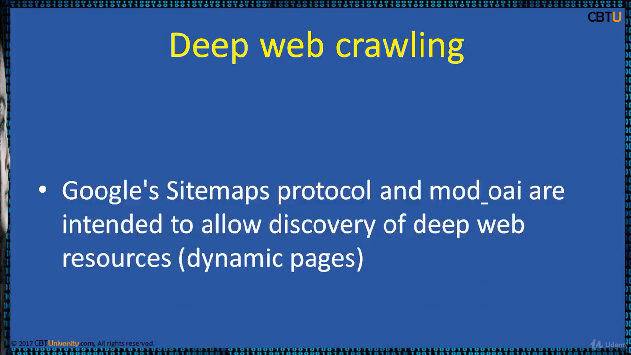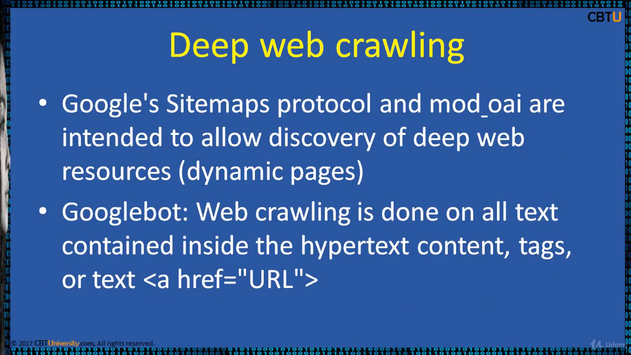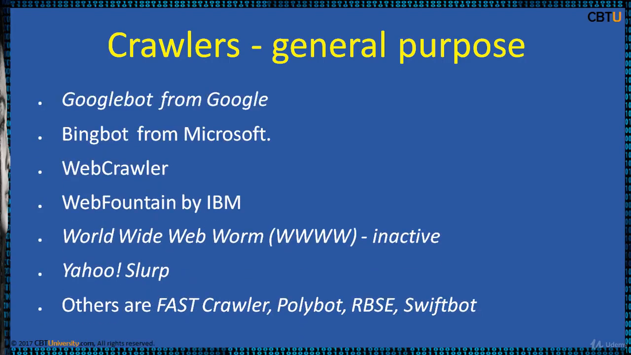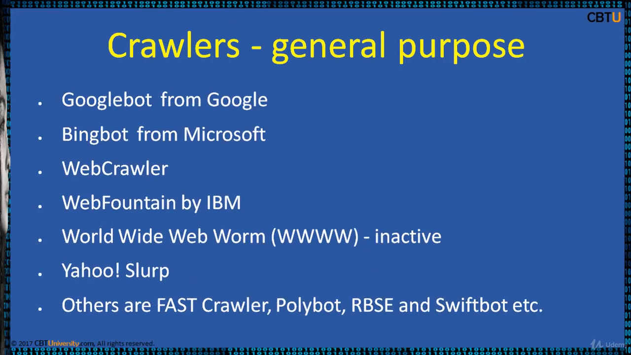Deep web crawling. Google's sitemaps protocol and mod_oai are intended to allow the discovery of these deep web resources, that is, dynamic pages. Googlebot web crawling is done on all the text contained inside the hypertext content, tags, and href links. General purpose crawlers. Googlebot from Google. This is a search bot software used by Google, which collects documents from the web to build a searchable index for the Google search engine.